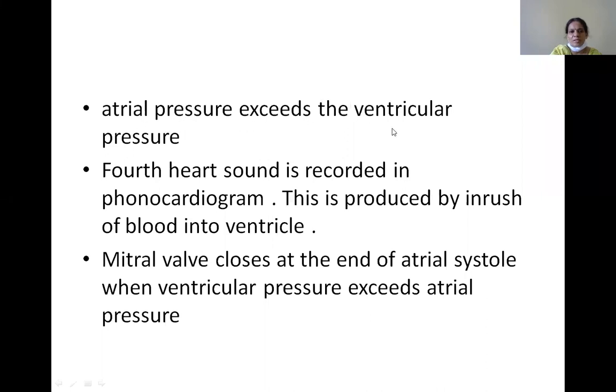Atrial pressure exceeds the ventricular pressure. Fourth heart sound is recorded in the phonocardiogram. This is produced by inrush of blood into the ventricle. Mitral valve closes at the end of the atrial systole with ventricular pressure exceeding the atrial pressure.